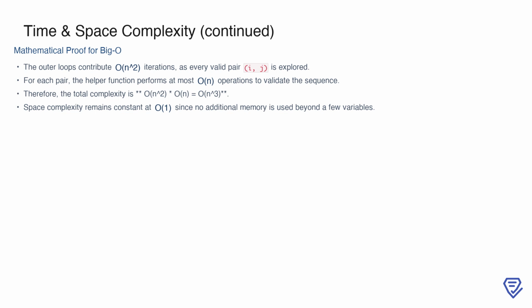Meanwhile, the space complexity remains constant at O(1), as the algorithm uses only a small number of variables and no additional data structures. By combining these insights, we see that the solution strikes a balance between efficiency and simplicity, effectively solving the problem within polynomial time and minimal space usage.